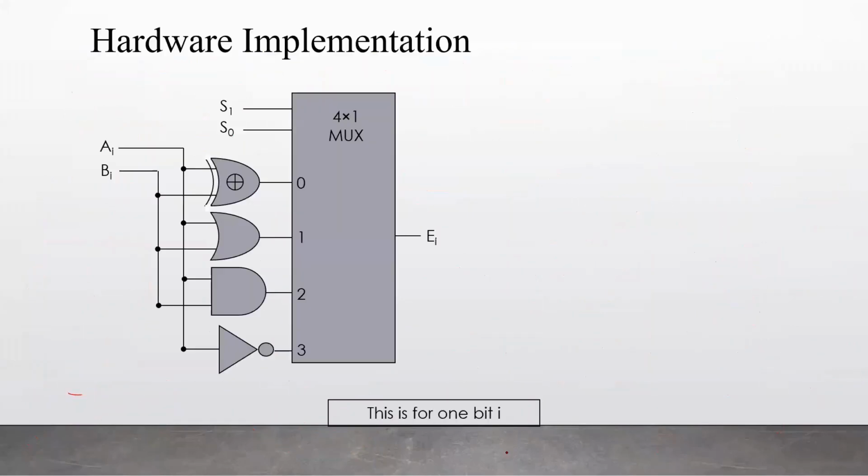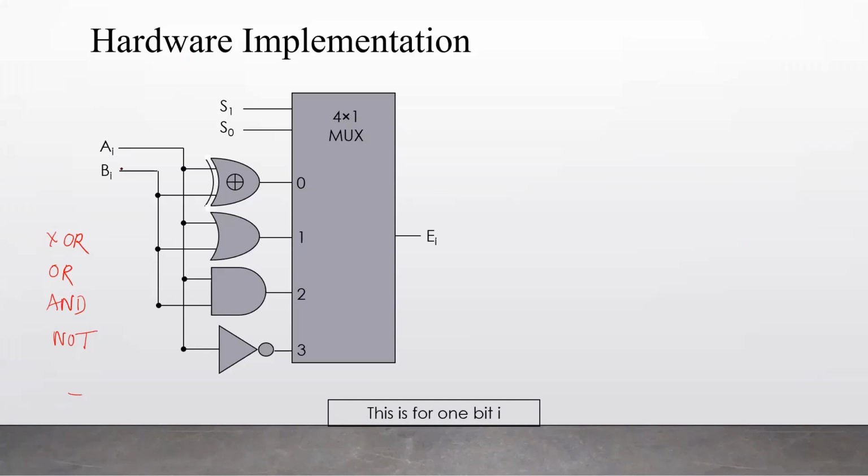Here is the circuit that is used to implement these logic operations. Logic gates are inserted. The first gate is exclusive OR, and the second gate is OR. This is AND and NOT. Correct? We have the XOR gate, OR gate, AND gate and NOT gate, the four basic operations. This is the hardware circuit.